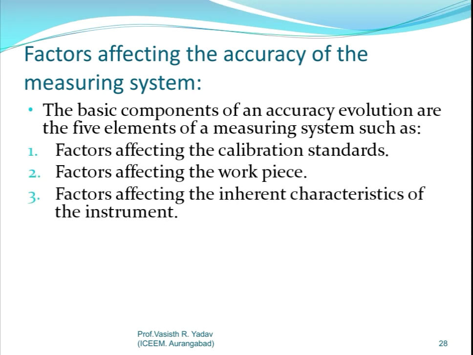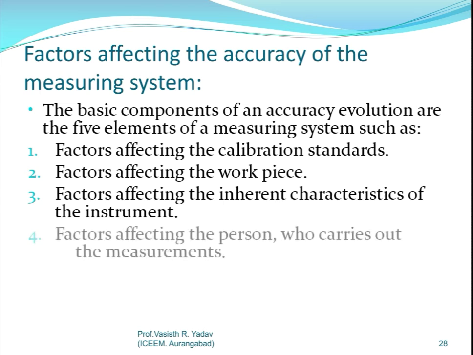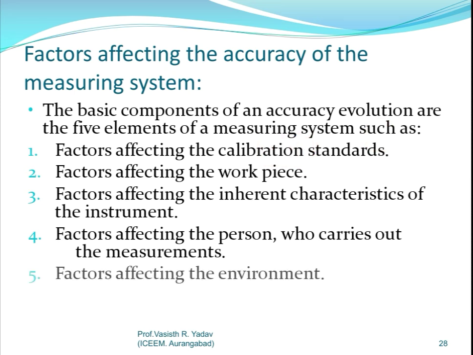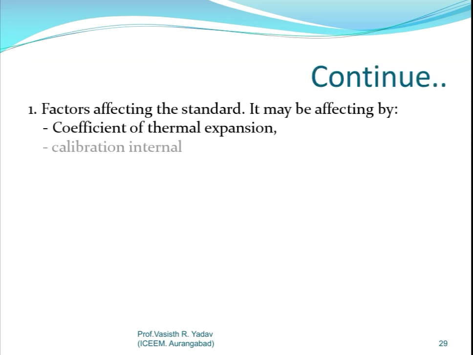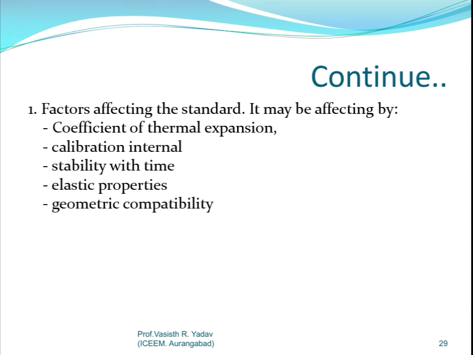The basic components of any accuracy evaluations are the 5 elements of measuring system, and these 5 elements are: factors affecting the calibration standards, factors affecting the workpiece, factors affecting the inherent characteristic of the instrument, factors affecting the person who carries out the measurement, and factors affecting the environment. So these are the factors which affect the accuracy of the measuring instrument. Now, let us talk one by one about each of these factors.